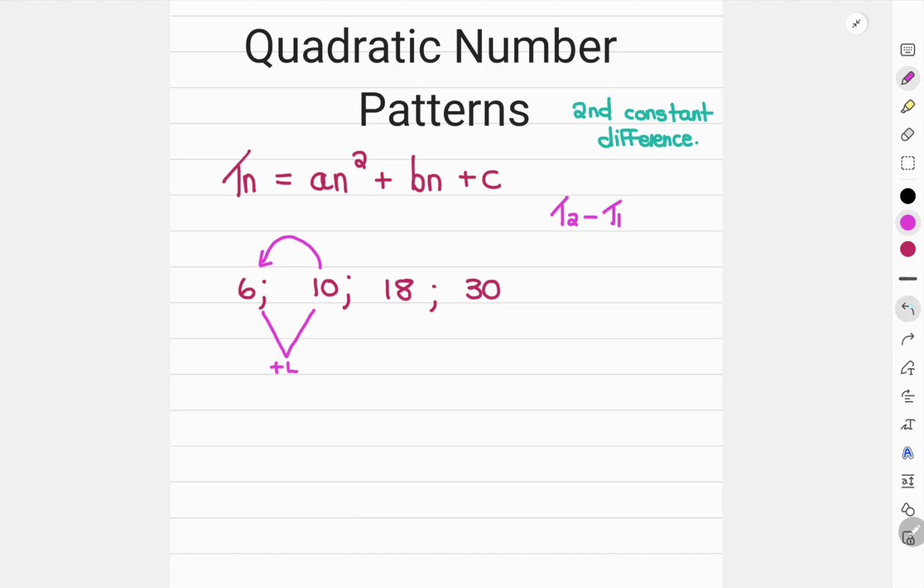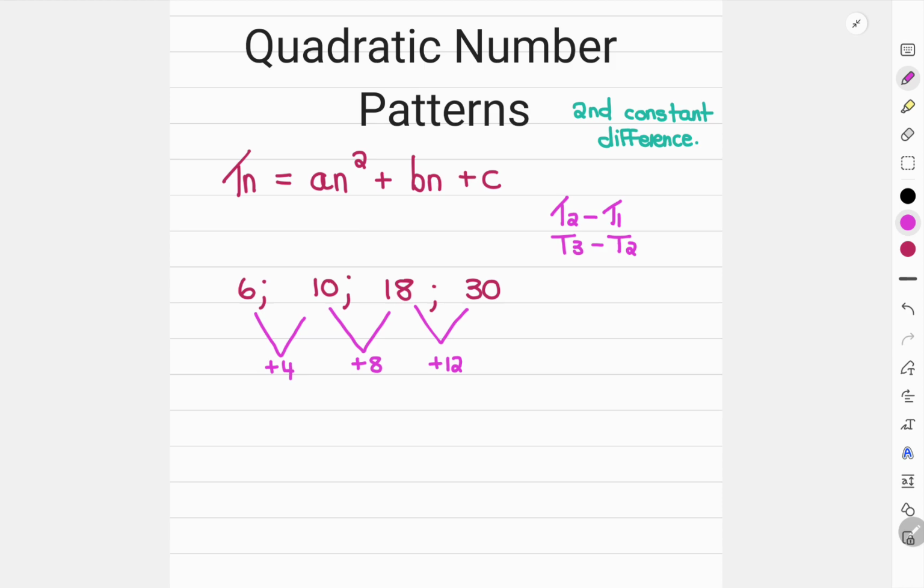I know this seems very basic, and you might say, ma'am, can't we just say that from 6 to 10 we add 4? We can, but when we start using it in terms of x, it gets a little bit tricky. So you need to remember that also term 3 minus term 2, and 18 minus 10 is plus 8. And 30 minus 18 is plus 12. Am I right? Yes. Okay.